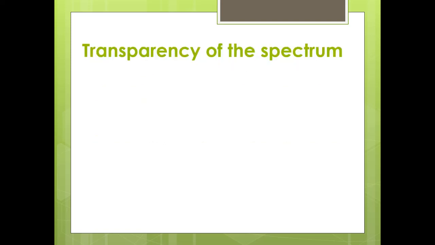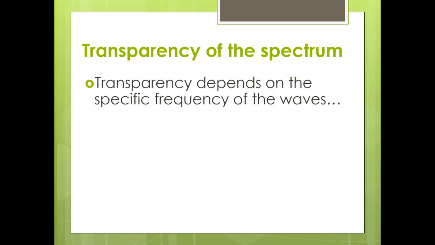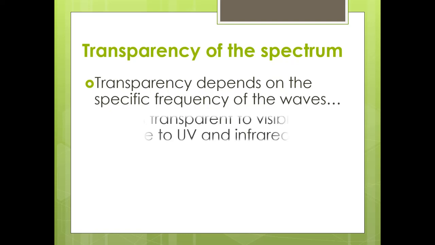Now, all the definitions that we've just mentioned are based on visible light. It's based on what we see. That's how we've defined these terms. We define the different materials, whether they're transparent or opaque or translucent. But the transparency does depend on the specific frequency, or which part of the electromagnetic spectrum you are in.